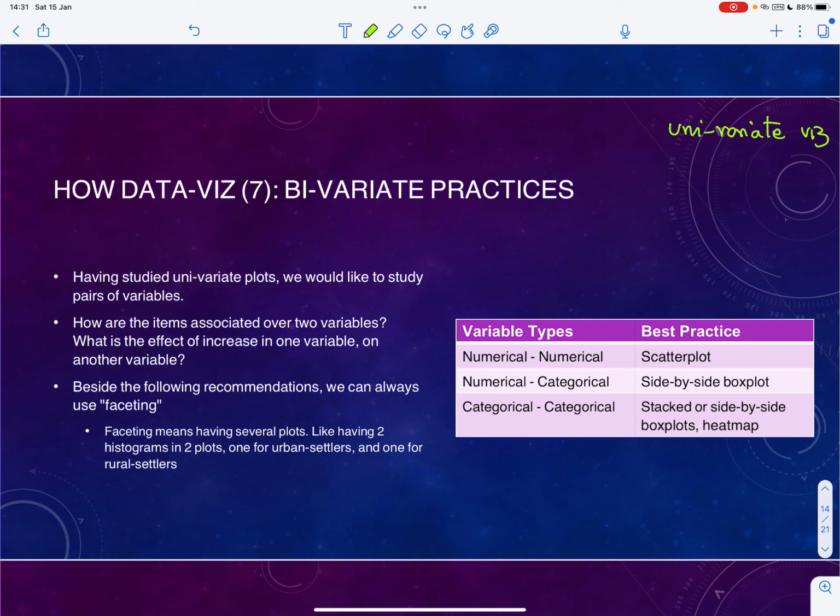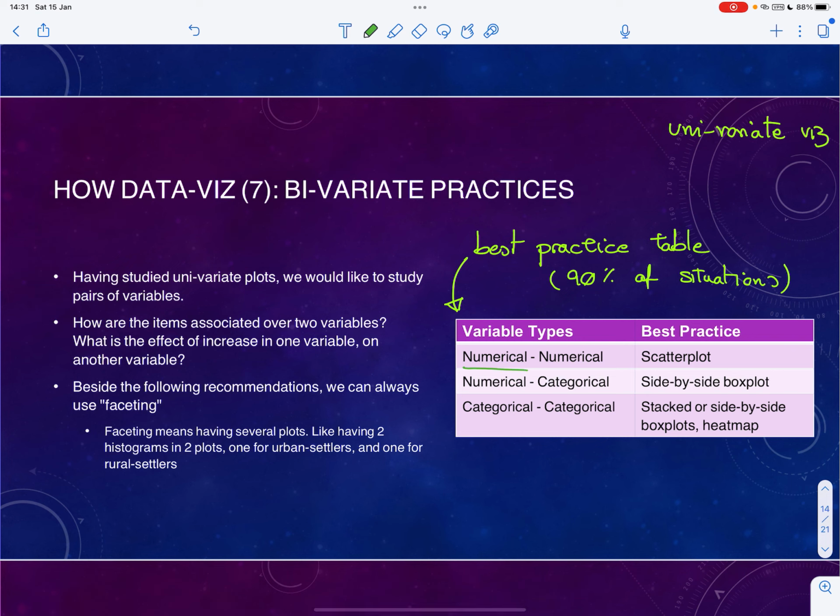Besides the following recommendations, we can always do faceting, but let's go for these recommendations. This is another best practice table. And if you recall, it will cover 90% of the cases very nicely in data analysis. So I boiled down 90% into one table. And again, it is based on the variable types. So this time we have two variables, therefore we have three different combinations.